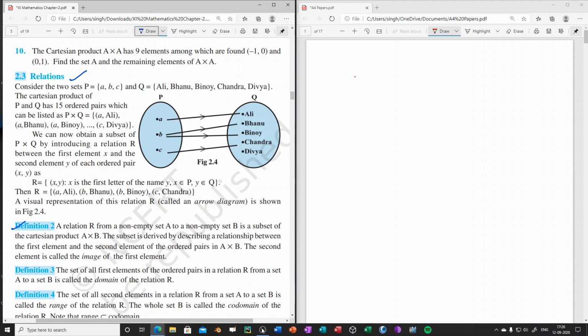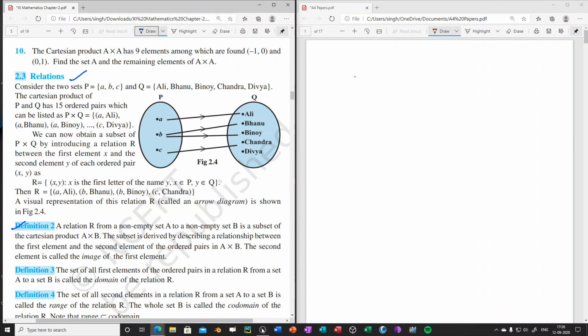Here we have two sets P and Q. Elements of P are A, B, C, and elements of Q are Ali, Bhanu, Binoy, Chandra, and Divya. So we have made a relationship between the elements of the first set and the elements of the second set. What is the relation? Relation is defined in such a way that X is the first letter of the name Y.